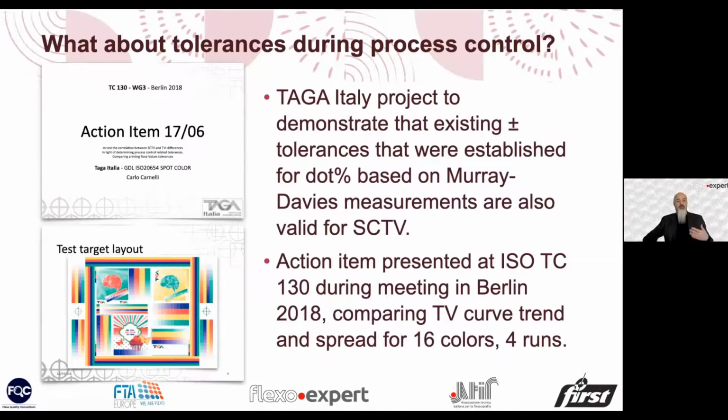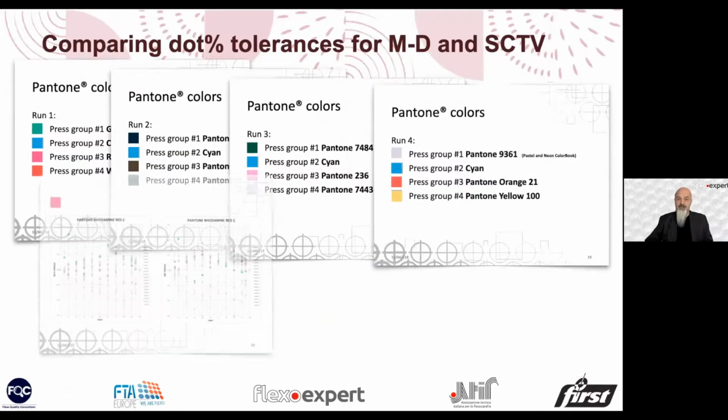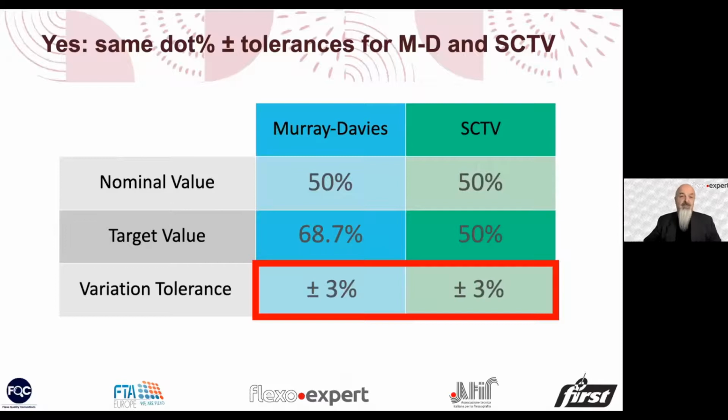Now, when the ISO norm 20654 was published in 2017, Targa Italy took an action item within the ISO TC 130 to check if the current variability tolerances in dot percentage from Murray Davies were still valid when using SCTV. The work of Targa Italy was presented at the ISO meeting in Berlin in 2018, the year after, by Carlo Carnelli. Carlo is the coordinator of the graphic committee in UNI, and he is an expert in ISO TC 130. The work of Targa included several Pantone colors that were tested, including CMYK, in different print runs, and they checked Murray Davies and SCTV variability and tolerances. And the answer is yes, we can keep using the same tolerance values.